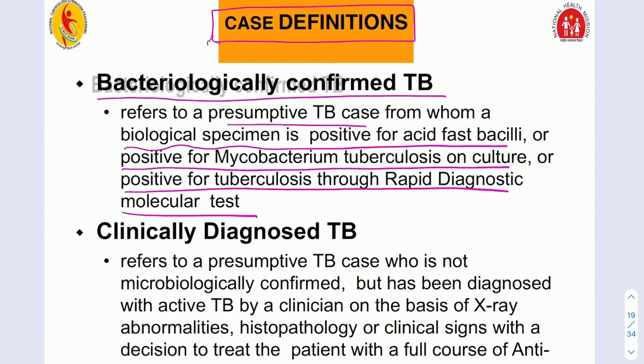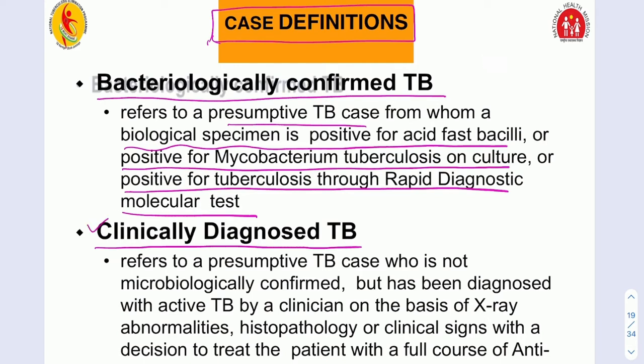That means bacteriologically confirmed tuberculosis, we will say, if we get a positive sample through the smear examination, or maybe through culture, or maybe by CB-NAT, that is the rapid diagnostic molecular test. Now, there is something known as clinically diagnosed tuberculosis. As the name suggests, clinically diagnosed tuberculosis means there may not be any microbiological confirmation of tubercle bacilli from the sample of the patient.